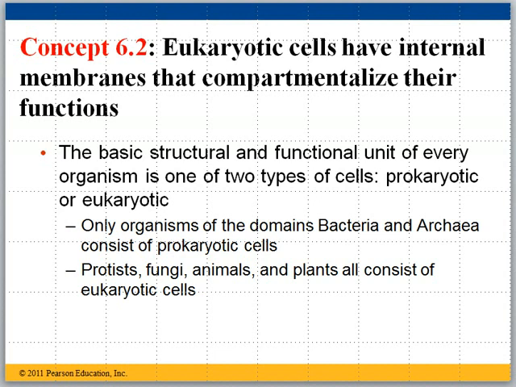So eukaryotic cells and prokaryotic cells do have some things in common. We're going to be focusing on the eukaryotic cells, but just to go over both of them at the moment, the basic structure and functional unit of both is a cell. The only organisms that are prokaryotic are the ones in the domains bacteria and archaea. Protists, fungi, animals, and plants all consist of eukaryotic cells. So most of the creatures that you would see in your local zoo or when you walk outside are of the type that have eukaryotic cells, meaning they have all these little organelles that we're going to look at.